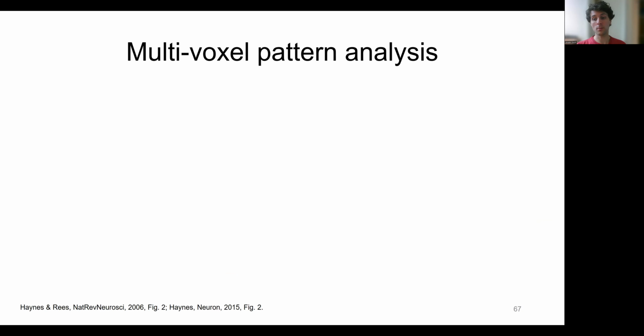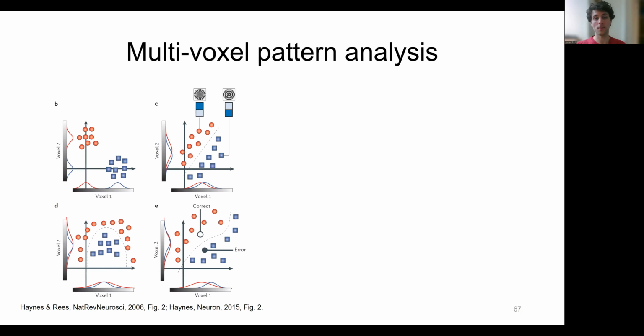Another extension of the GLM approach is multivoxel pattern analysis. So once you have obtained trial-wise estimates of the response amplitude or run-wise estimates of the response amplitude, you can ask yourself, do these estimates allow to distinguish experimental conditions from each other? So you can run a machine learning-based decoding analysis in which you take the activation patterns from two experimental conditions. This is shown here in panel C.